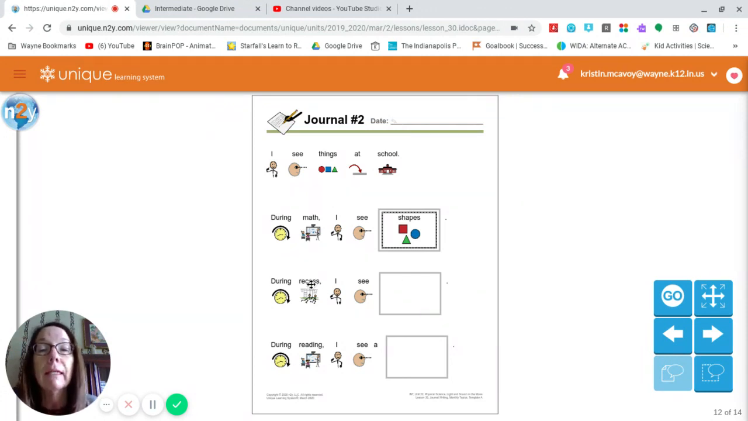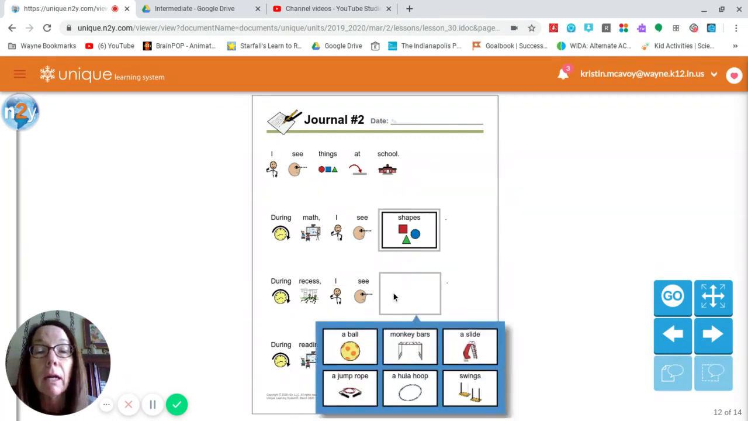Okay, the next writing prompt sentence is, during recess, I see. During recess, I see. So think about all of the things that you see during recess. Lately, we'd had a lot of indoor recess because of it being winter before this all happened and we had to stay at home. But before that, we were going outside. Let's see what our choices are. I think all of these things were for outside recess.